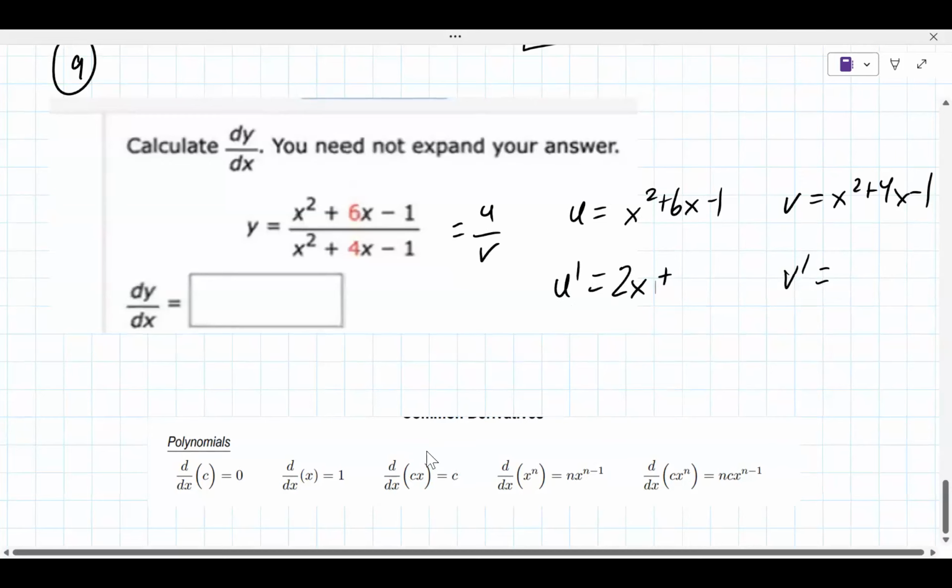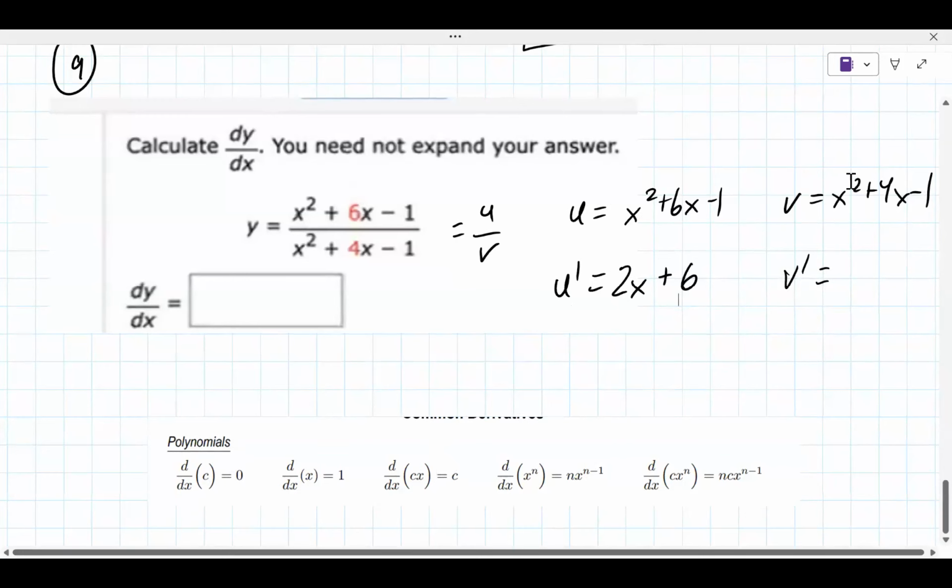6x is this one over here in the middle, the third one, which is just 6. And then minus one is a constant. The derivative of a constant is just 0, so we don't put anything. That's right. So try to use the same analysis to figure out the derivative of the second one, v.